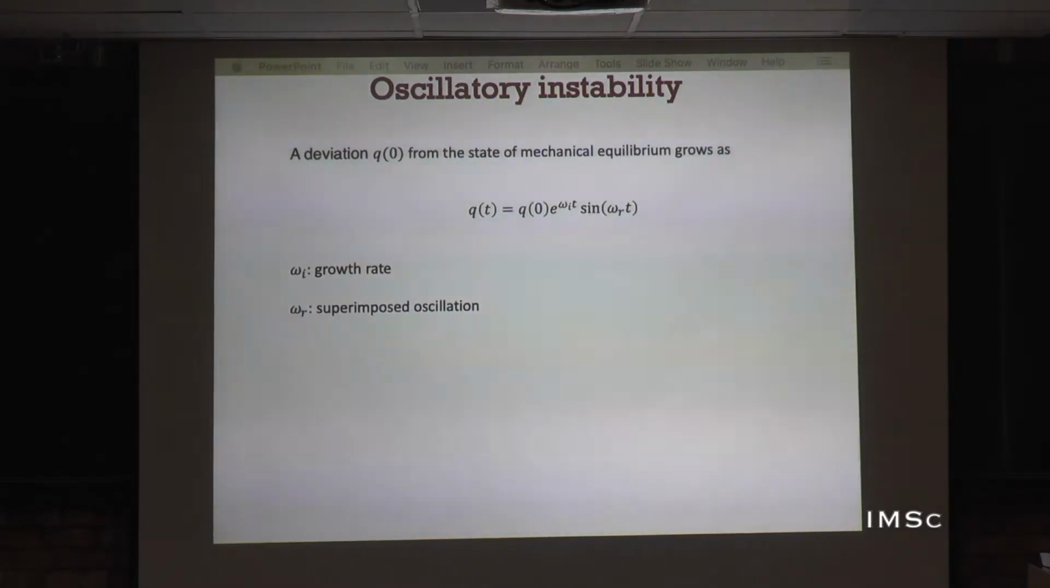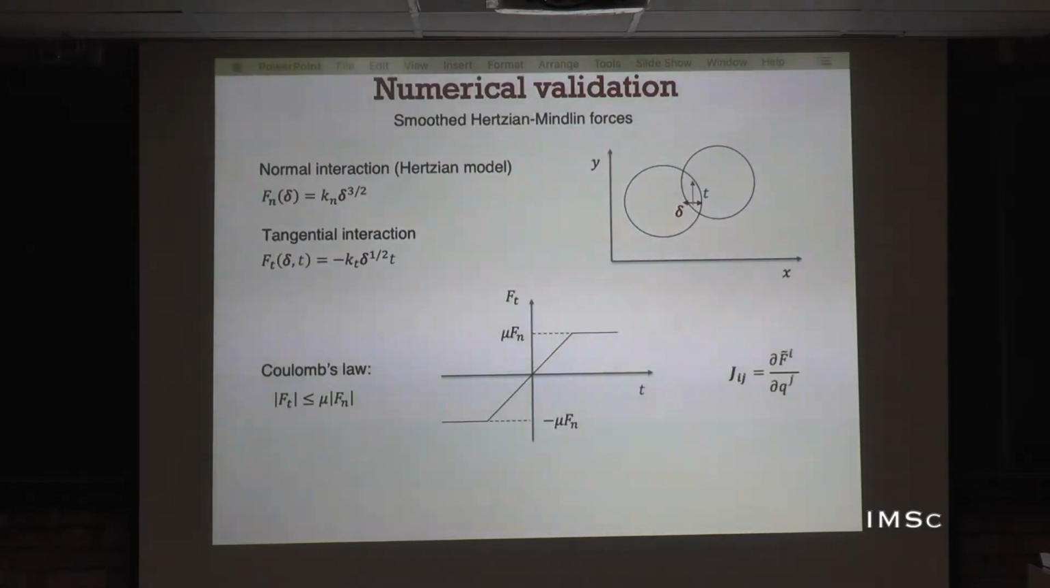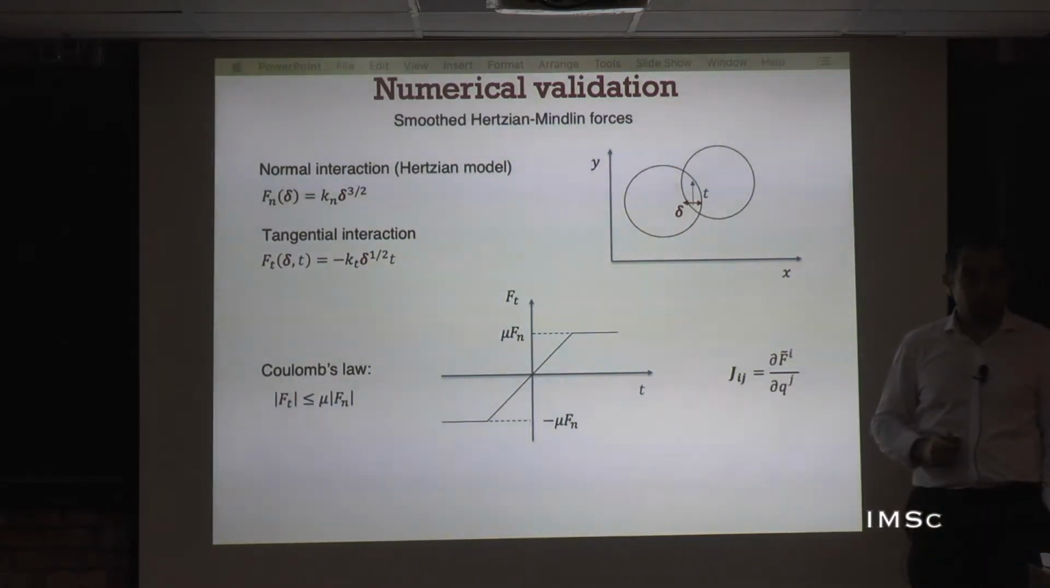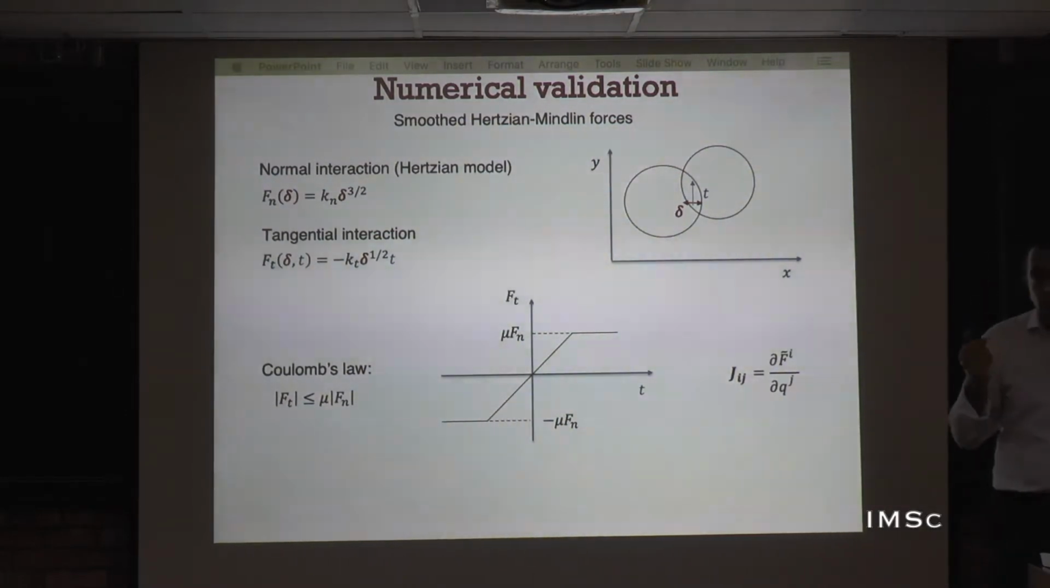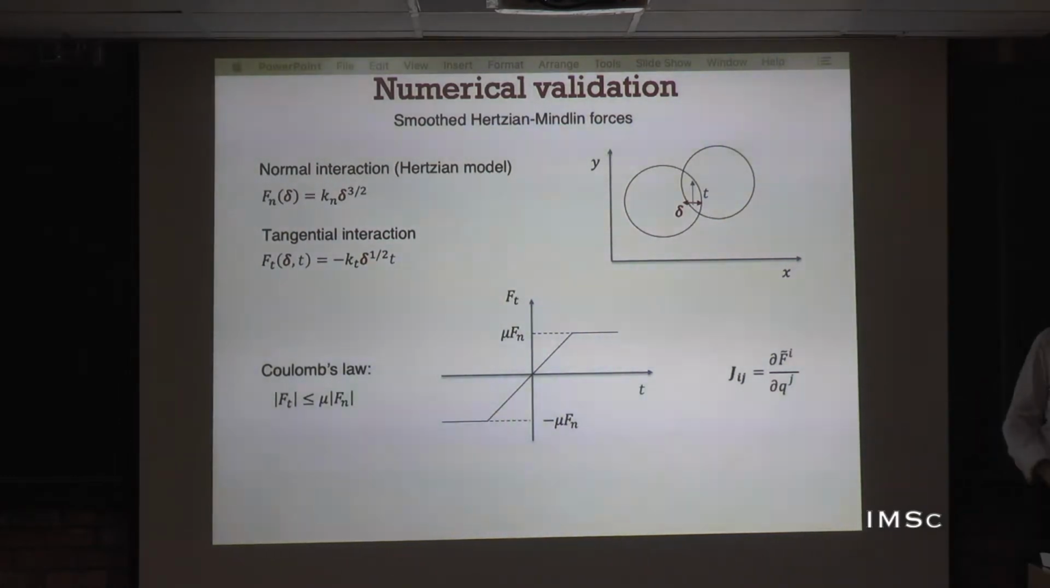Okay, so this is the theory. Can we make any validation of this? And this is what we have been doing. What is the numerical model that we have considered? It is essentially the Hessian-Mindlin model I've discussed before, but with a little catch. Because what we need to compute is the stability matrix, so we need to take the derivative of the force with respect to the coordinates.